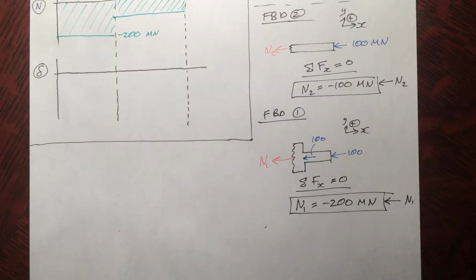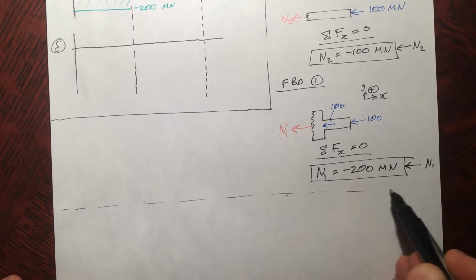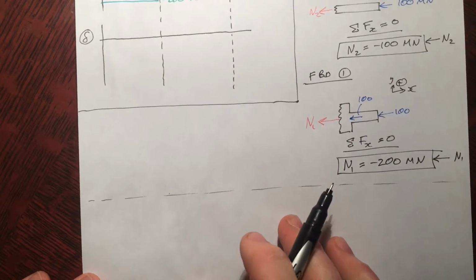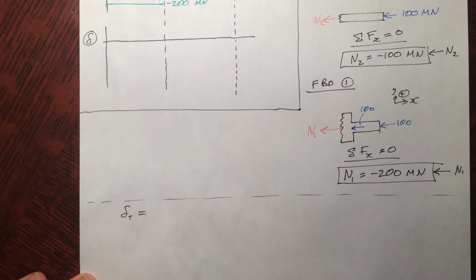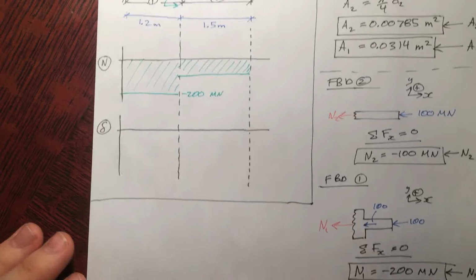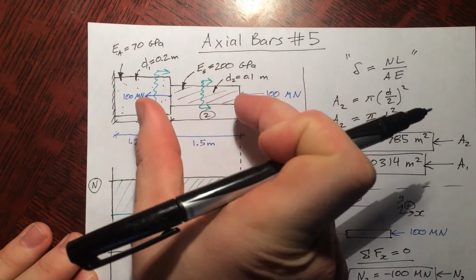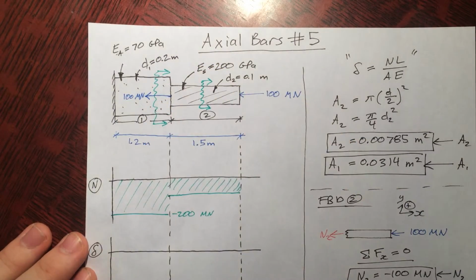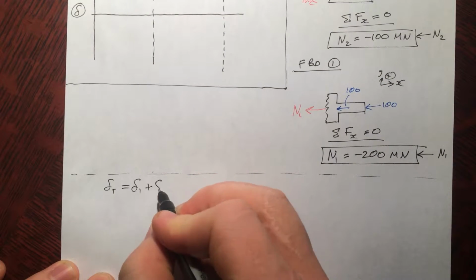Alright, let's get into the elongation here. So the total elongation is equal to the sum of the elongation of each individual part. That means the elongation of this whole bar is equal to the elongation of this piece plus the elongation of that piece. Alright, so I'm just going to call it delta 1 plus delta 2.